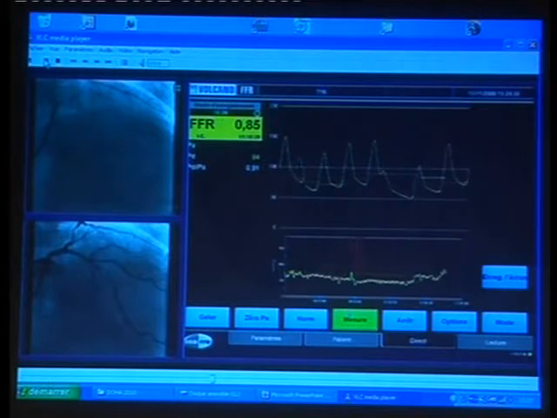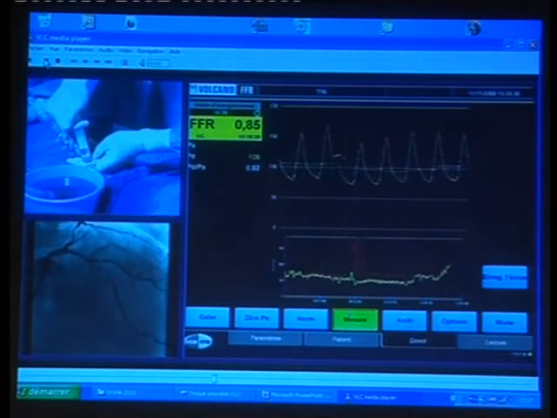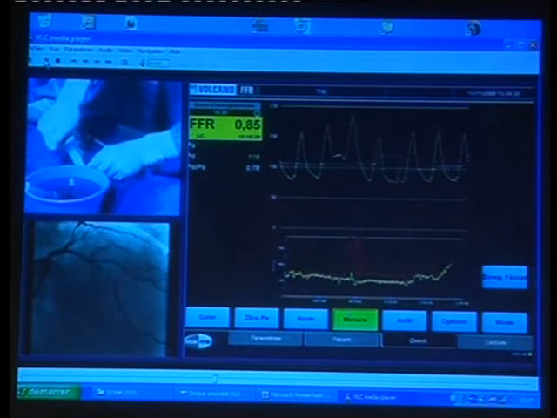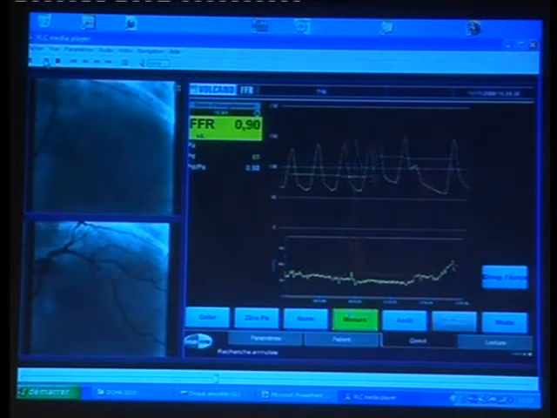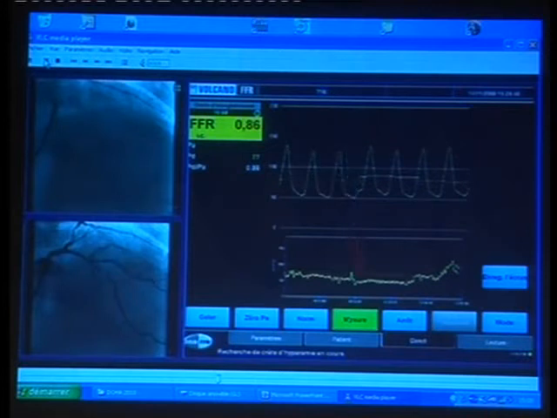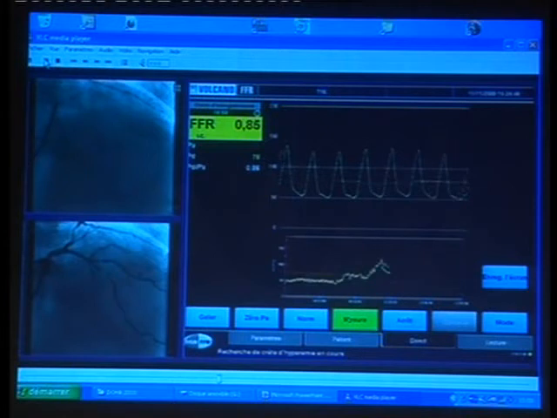Okay. But I think it's a very important lesson to look at the shapes of the curve, look at the systolic pressure, and it would be very easy to just react to what is essentially drift. So it seems that it's over 0.80 once again.